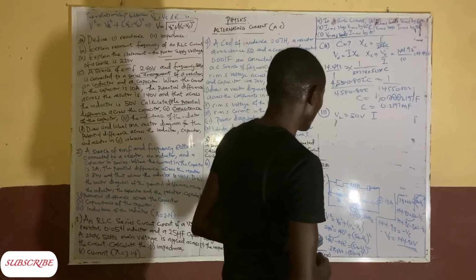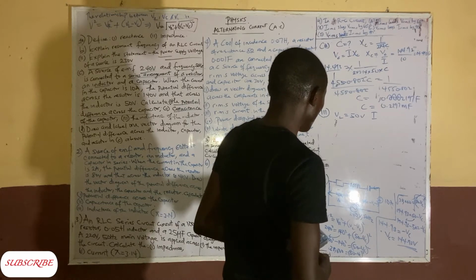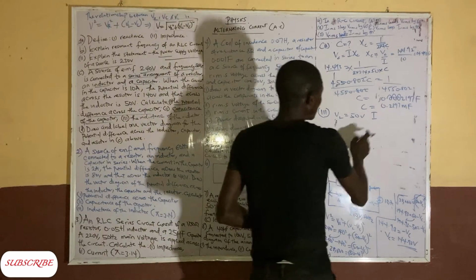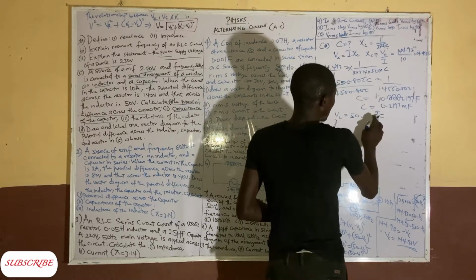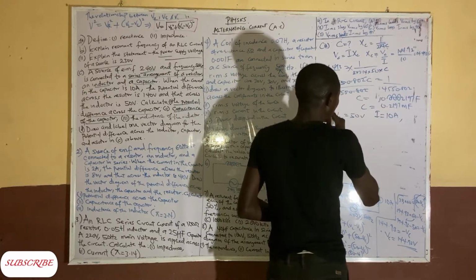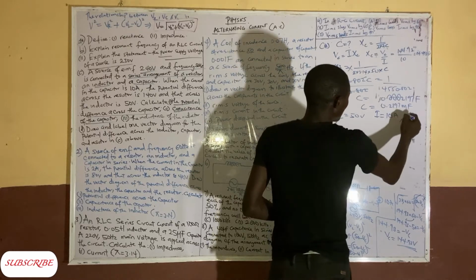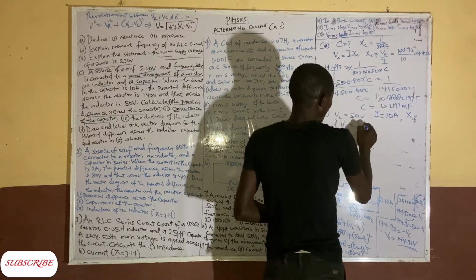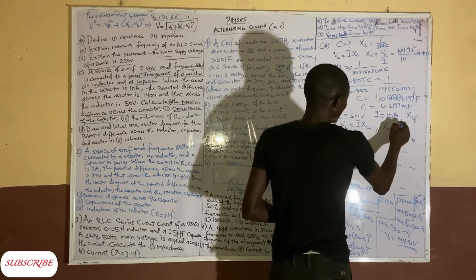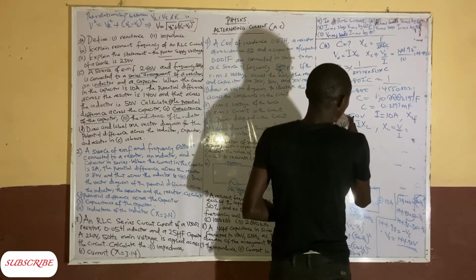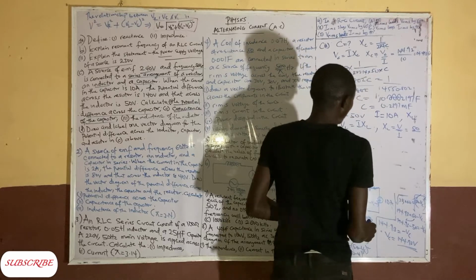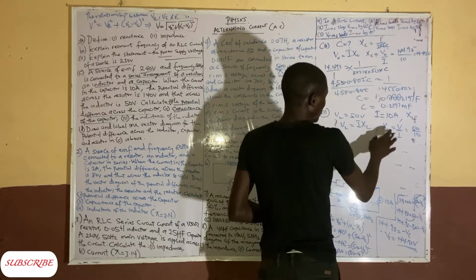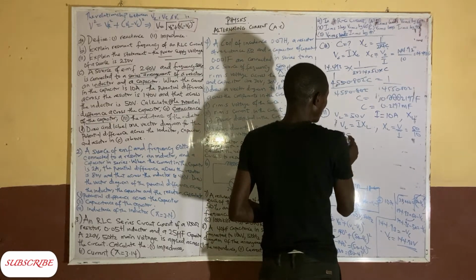Do you have any other information about the inductor? No. So we can easily get the I, which is the same thing, 10 amperes. If I is 10 amperes, you can calculate for VL. We know VL is equal to I times XL. So XL equals V over I. So we have 50 over 10. XL is equal to 5 what?